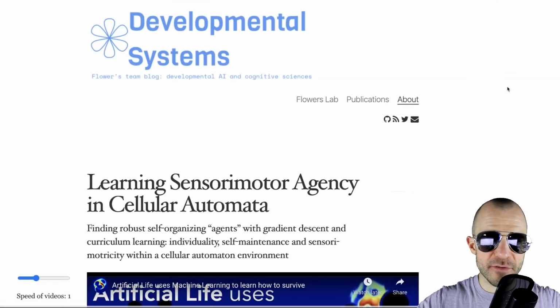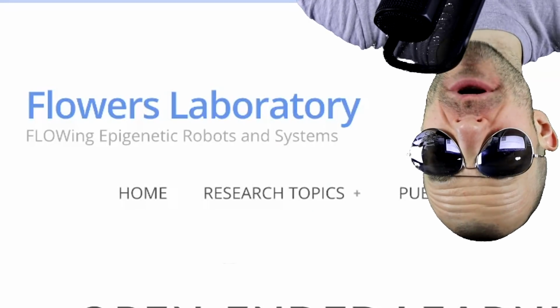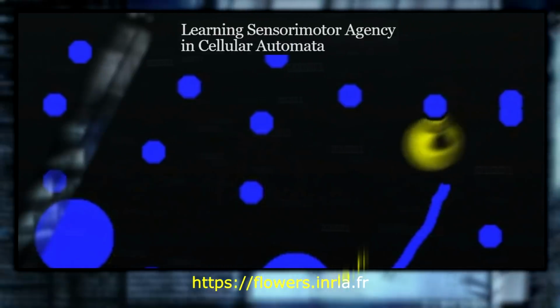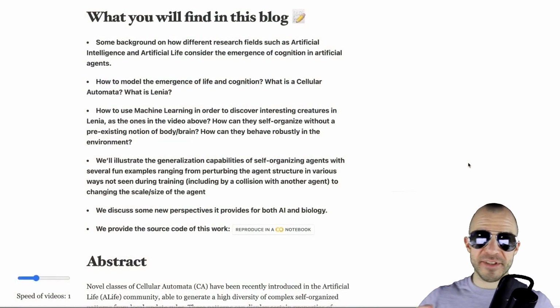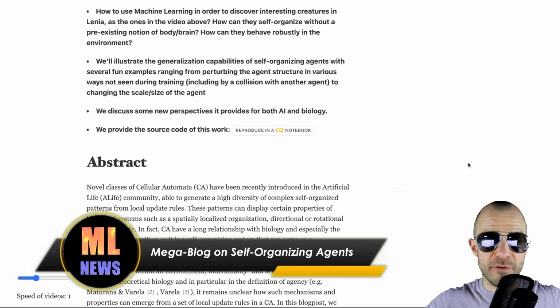This is a blog post from the Flower team. Flower means, I need to look this up, Flowing Epigenetic Robots and Systems. This is a research group that investigates things like cellular automata, artificial life, self-organizing systems, self-maintenance, and much more. This is a very lengthy blog post that goes into detail in some of these areas, into a system called Lenia, and into various connections with neuroscience, with self-organizing systems, with biology, and so on.